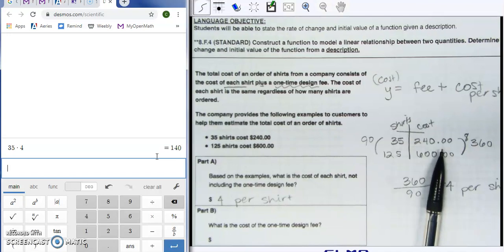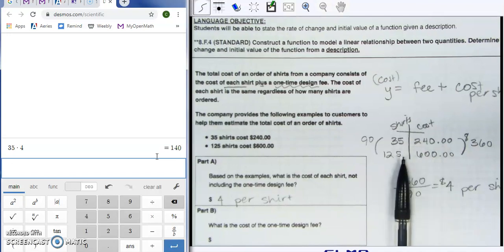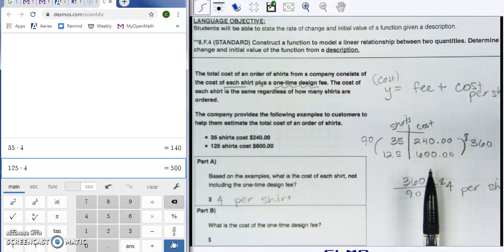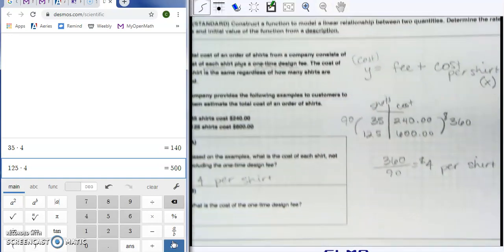I had to pay $240. What about 125 shirts? If I had 125 shirts times the $4 per shirt, I should have gotten $500, but instead I got $600. So hopefully you're seeing what that extra cost was, that little extra amount they were charging each time, and we can actually figure that out by using y equals mx plus b.